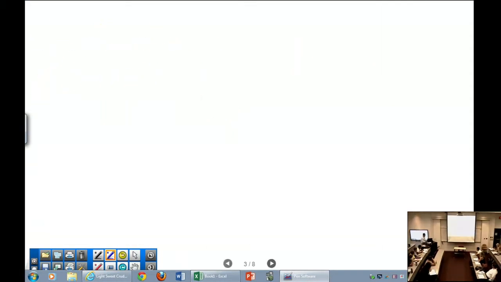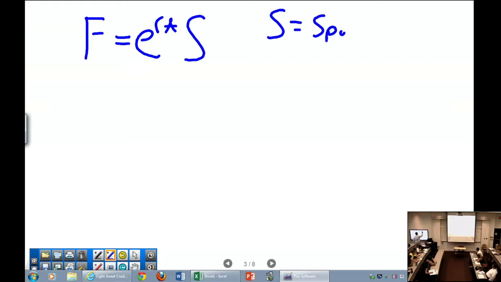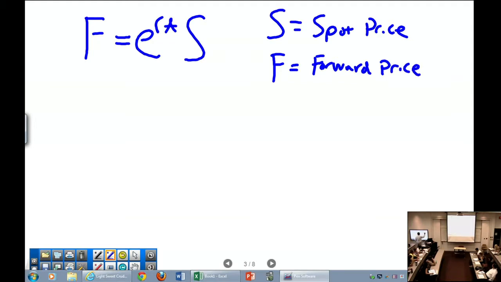Okay? So let's just do a simple example. This is a pretty simple relationship. Okay, S is the spot price. And F is, I'm going to use the word forward here. If I know what the spot price is today, and I know what the risk-free rate is, I can calculate what the futures price is. It's very simple, and I'll show you why it's got to hold that way.